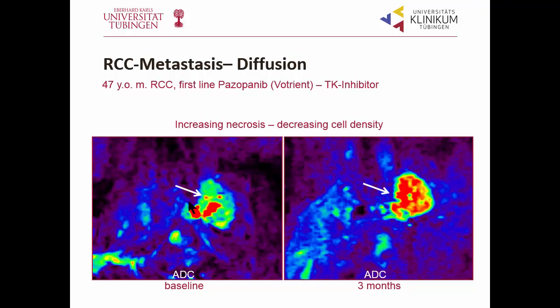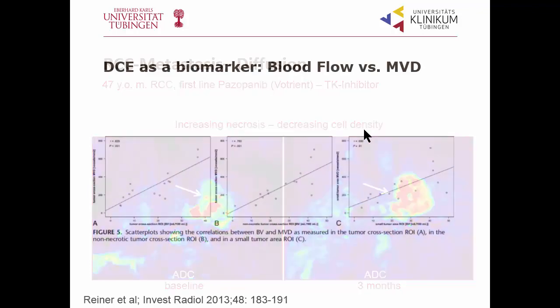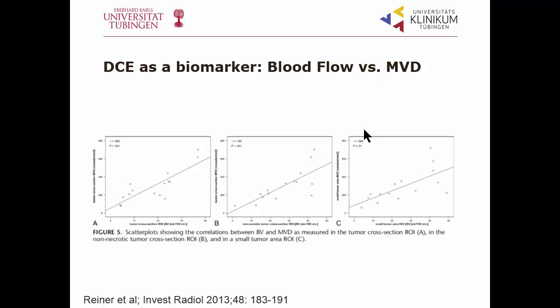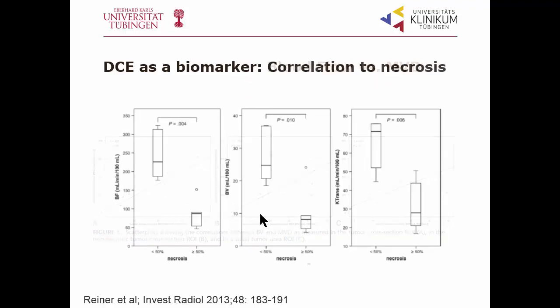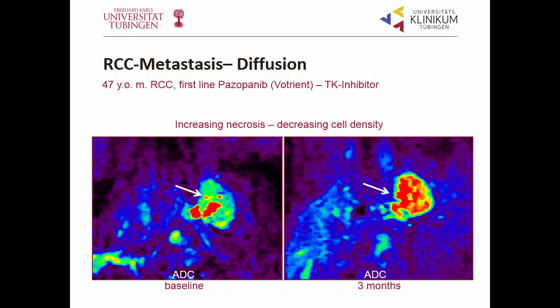And this is the corresponding ADC map, where we can also see an increase of ADC because of increasing necrosis and decreasing cell density. If we think of DCE as a biomarker, we can see that there is significant correlation of blood flow versus mean vessel density. I just need 2 minutes. And there's also a significant correlation of DCE to necrosis. So we can use DCE to assess tumor histology.